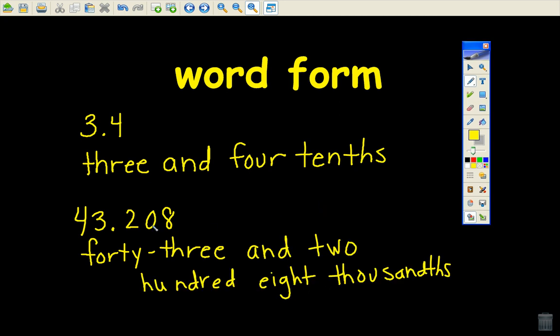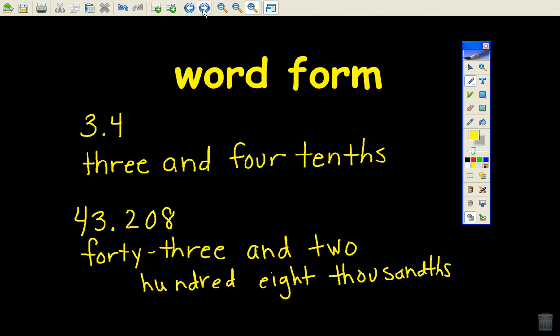One thing you need to remember when you are writing decimals is the 0 is super important, just like in whole numbers, for holding place. If I forget to put that 0 in there, it totally changes the value of this number. It would be 43 and 28/100 instead of 43 and 208/1000. Very important to think of 0 as that placeholder, just like in your whole numbers.